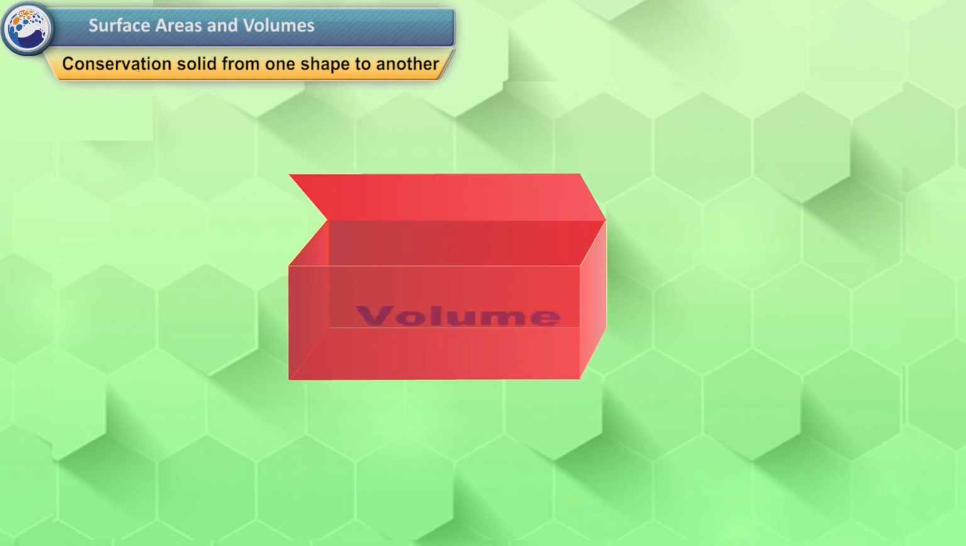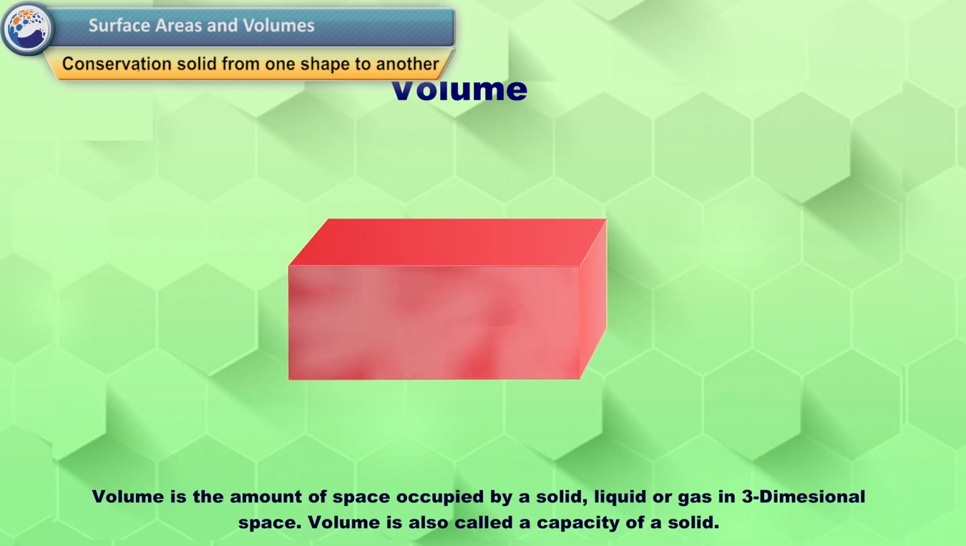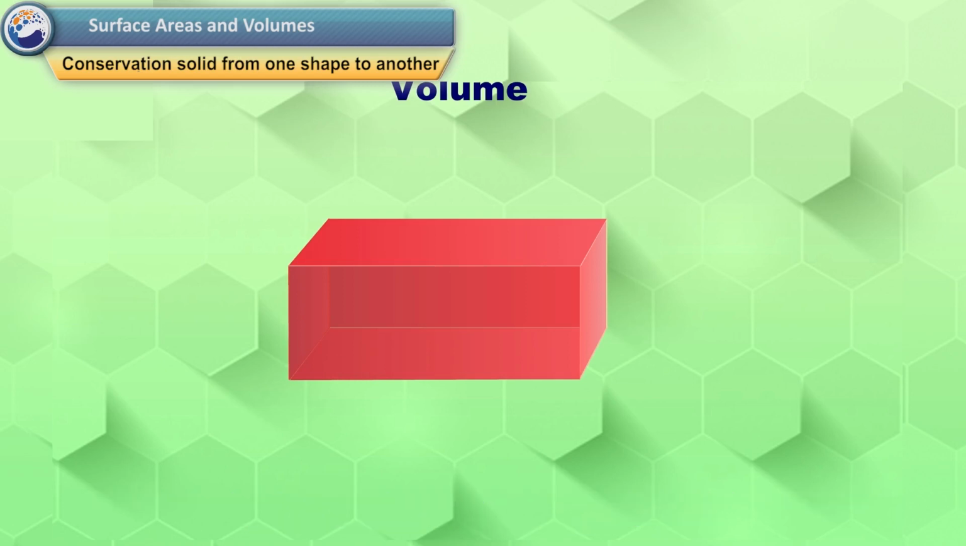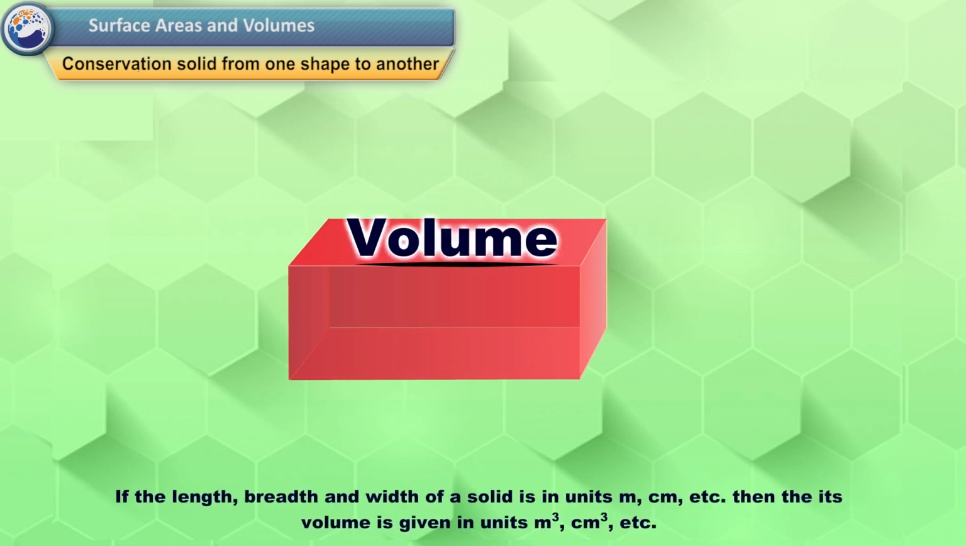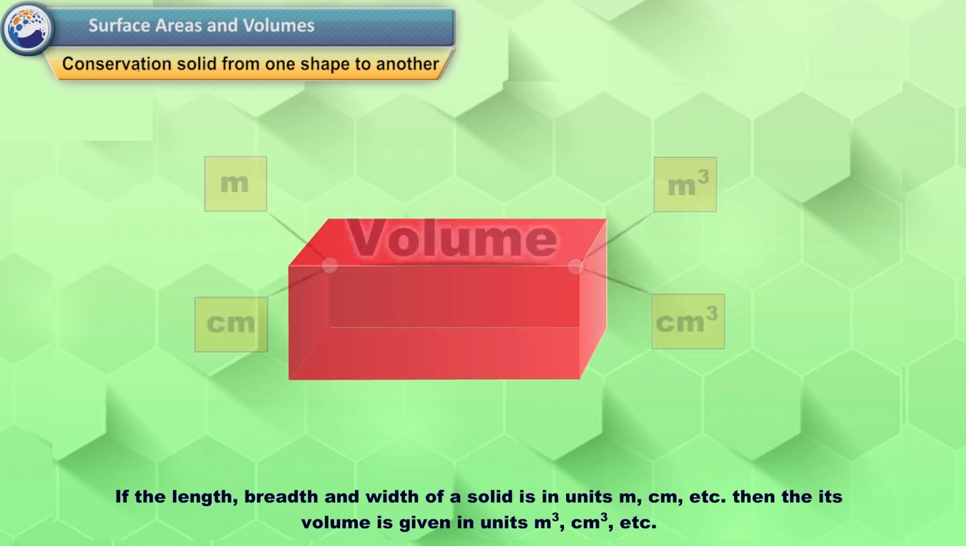What is volume? Volume is the amount of space occupied by a solid, liquid or gas in three-dimensional space. Volume is also called the capacity of a solid. If the length, breadth and width of a solid are in units of meters, centimeters, etc., then its volume is given in units of cubic meters, cubic centimeters, etc.